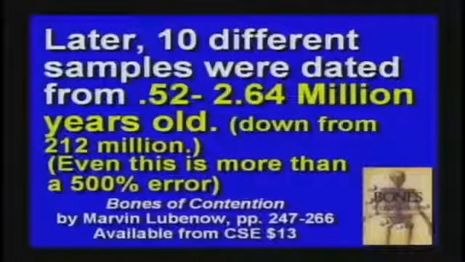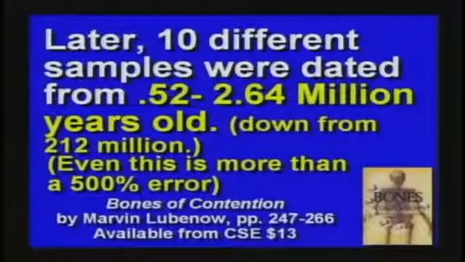They took 10 more samples of the KBS tuff and dated them again. Keep in mind, they'd already dated them a bunch of times. And everybody agreed it's 212 million years old. But now they take 10 more samples and check them again and say, oh no, it's only 0.5 to 2.6 million. Well, that's way down from 212. Okay, they dropped the number way down. But they're still getting a 500% error from 0.5 to 2.6. This is not an exact science.